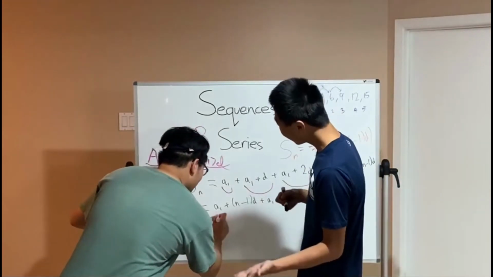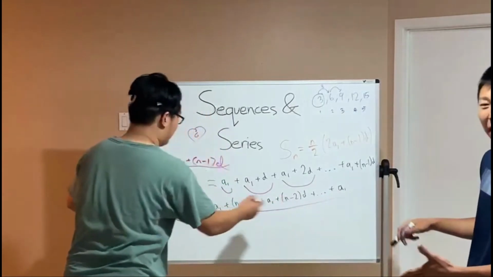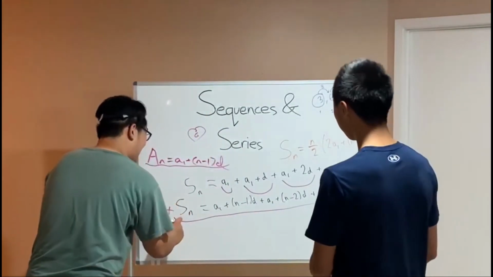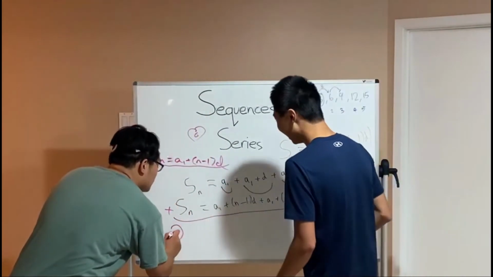So we add these two sums up, and now we get 2 of the sums. So we're going to have a big fat 2 here.